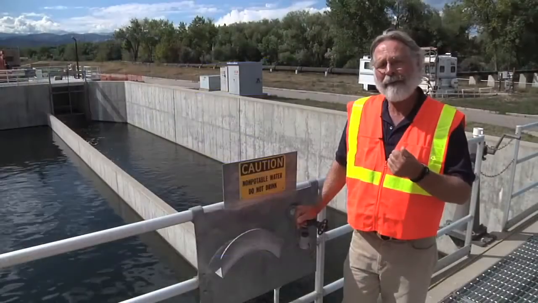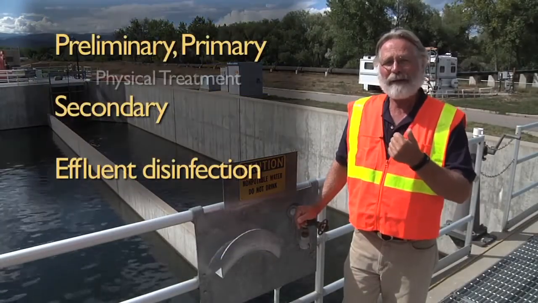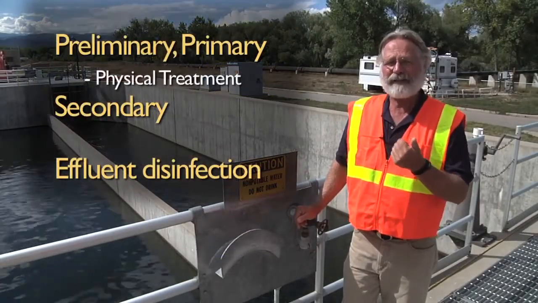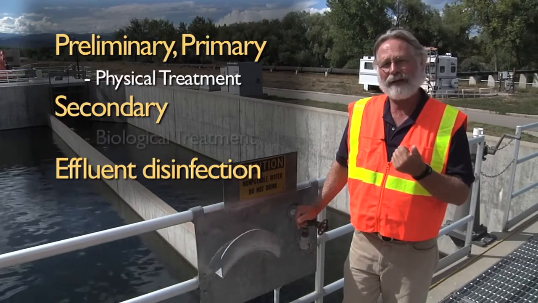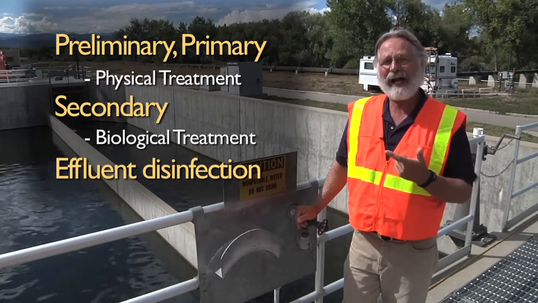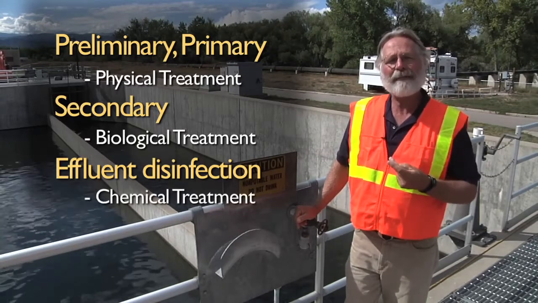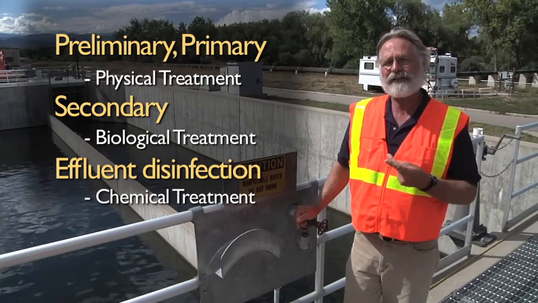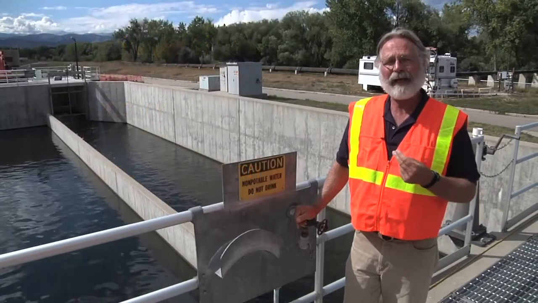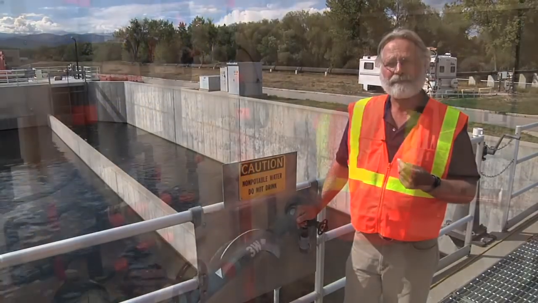So just to recap, our preliminary and primary treatment used physical treatment to settle out contaminants from the water. Our secondary treatment used biological treatment to remove contaminants from the water. And now we're using a chemical treatment to get rid of the pathogens that remain in the water and make it ready to discharge to the stream.